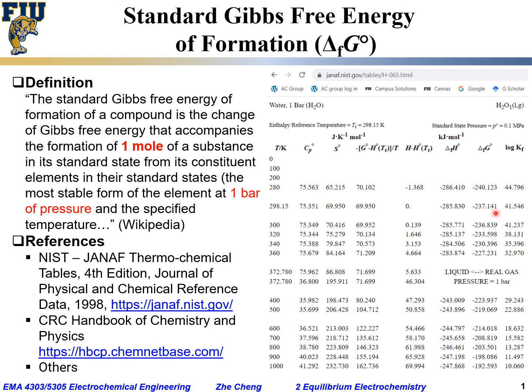So this number you have to multiply by 1000 to get the unit of joules per mole of this liquid water or gas water. Liquid below roughly 100 degrees C, and ideal gas above around 100 degrees C.